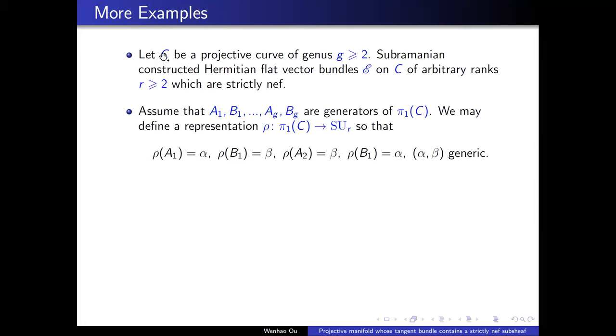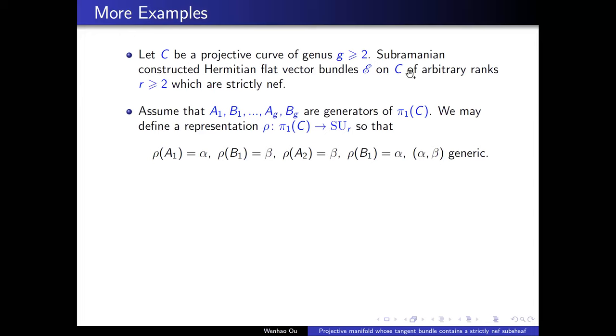Assume the fundamental group of C is standardly generated by these 2g elements A1, B1, ..., Ag, Bg, such that the product of commutators is equal to 1. Then we may define a representation from pi_1(C) to SU(r) such that A1 is sent to alpha, B1 is sent to beta, A2 is sent to beta, and B2 is sent to alpha, where alpha, beta is a generic pair, and the other A_i, B_i are sent to the identity. We easily check that this is a representation from pi_1(C) to SU(r). If this pair is in general position, then such a representation will give us the Hermitian flat vector bundle we want.